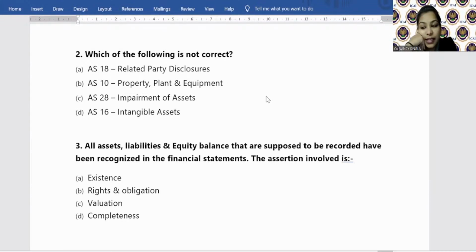Students, question number 2 is very simple. उसमें भी if you are giving wrong answers, that is not acceptable. So please check your answers.